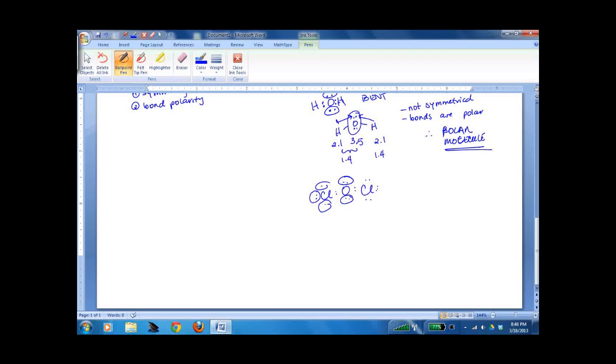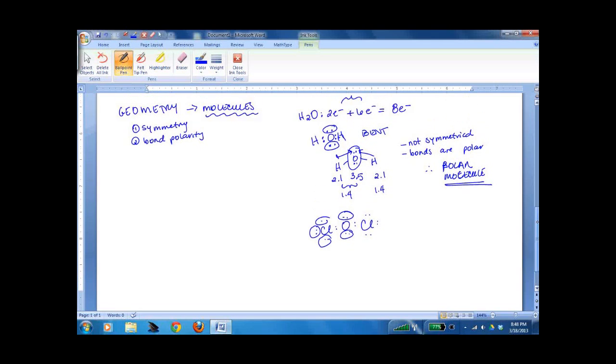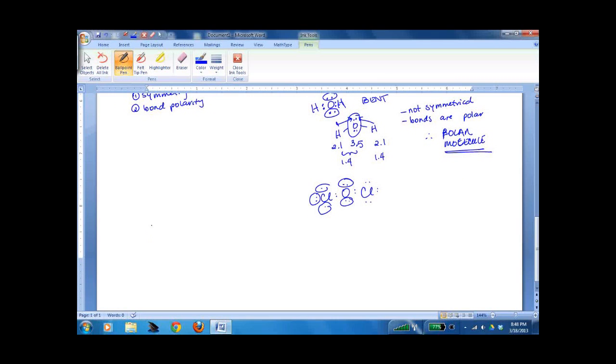Let's look at a few more geometries. Let's say we have methane, CH4. If we go to draw a Lewis dot structure, this is 4 from the carbon plus 4 for the hydrogen. We are at 8 electrons, and we end up with a tetrahedral shape.